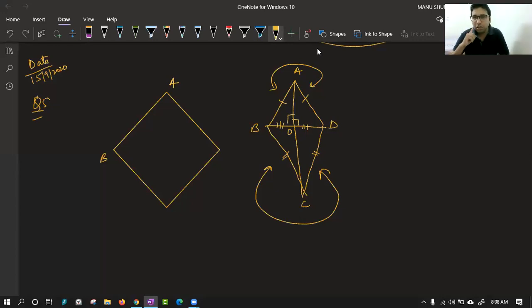This kite is so complicated? No, it's not complicated. You just have to understand that diagonal AC is bisecting diagonal BD. So in this diagonal, BO equals OD, and this angle is a right angle. These properties will help us to solve question 5.